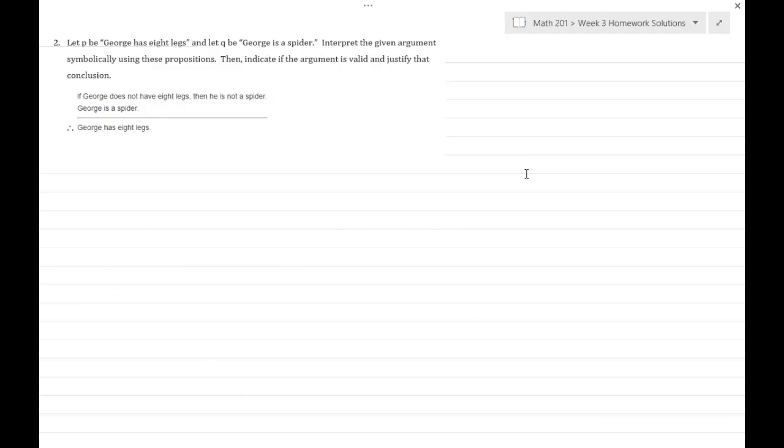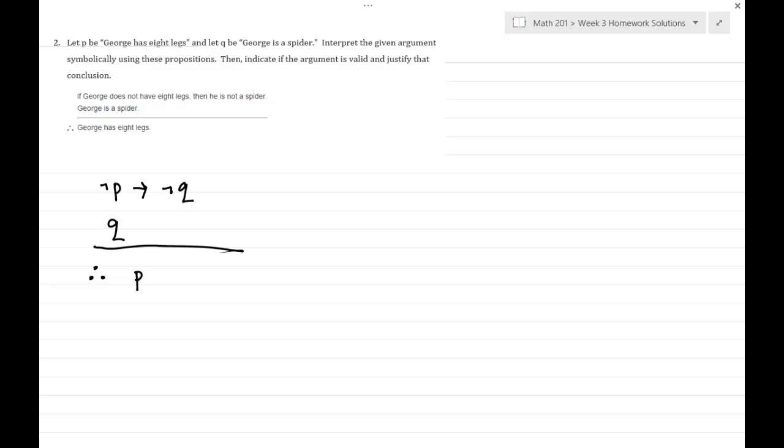All right, so this is really similar. We've got a little bit more complicated statement here. George does not have 8 legs, so that would be the negation of the proposition P, implies George is not a spider, so that'd be the negation of the proposition Q. So that's one premise. Another premise is that Q is true. And then from these two premises we conclude that P is true.